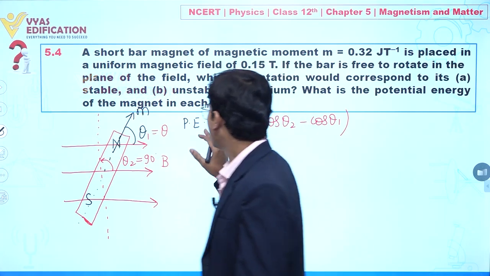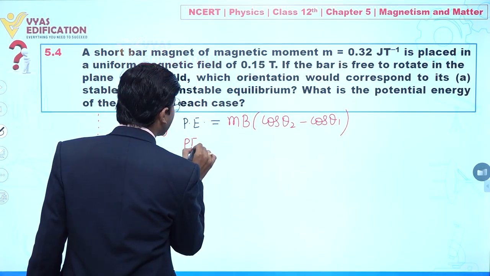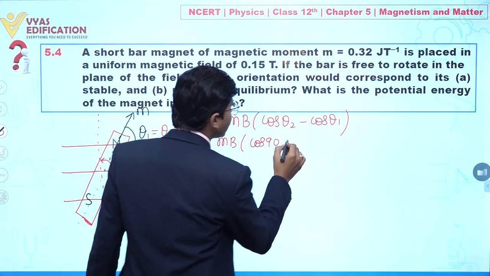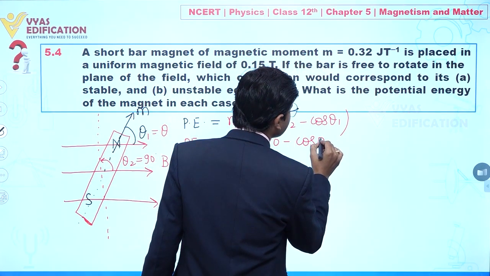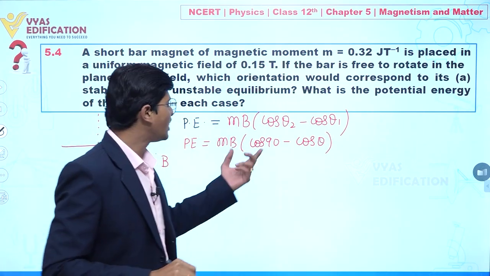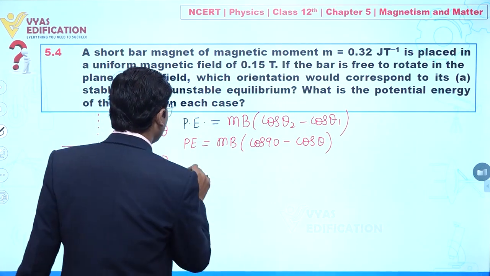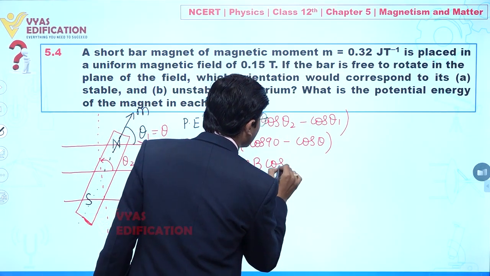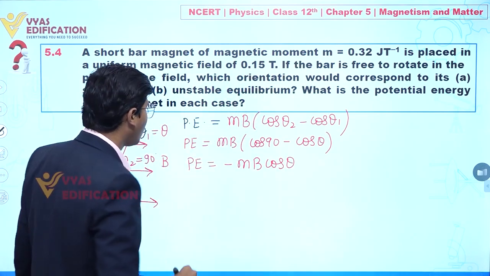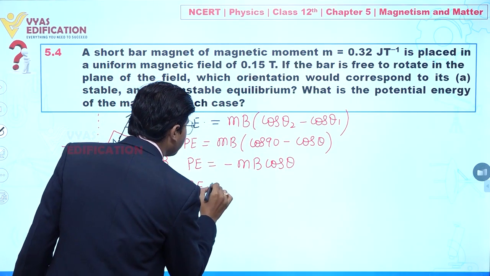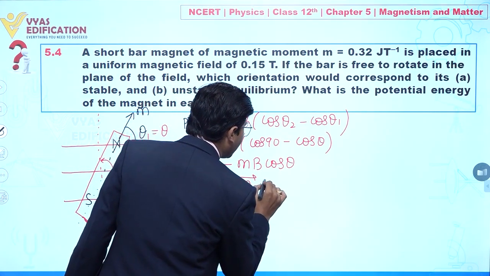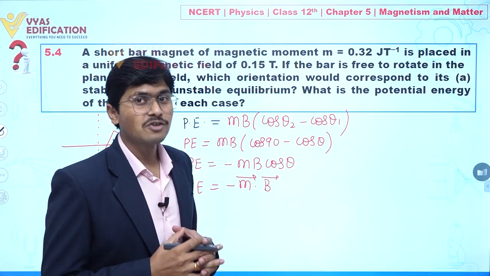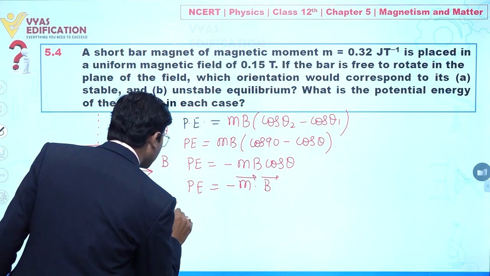Now if I put this value in, the potential energy expression is given by mB cos 90 minus cos theta. We know the value of cos 90 is 0, so the potential energy is given by minus mB cos theta. Or you can also write the potential energy as minus m dot B. Now I am talking about part A.